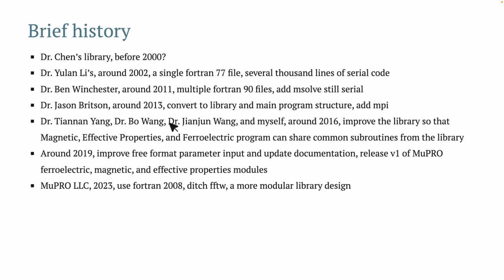And after Jason, many of our group members contributed to the library. And around 2016, we just kept improving the library so that we can have multiple main programs that share common subroutines in the library. And then afterwards, we improved some user friendliness of the library by adding free format input and updating the documentation. And around 2019, we had the first release of a commercial version of the MuPro library.